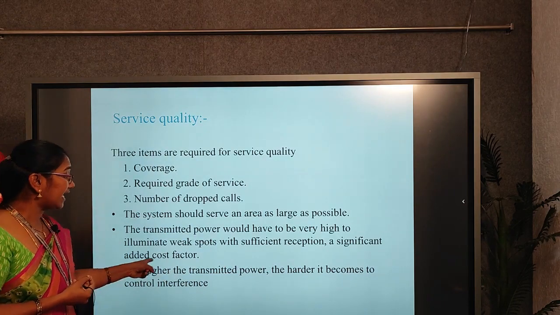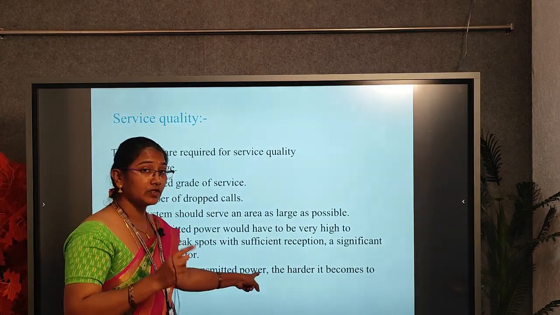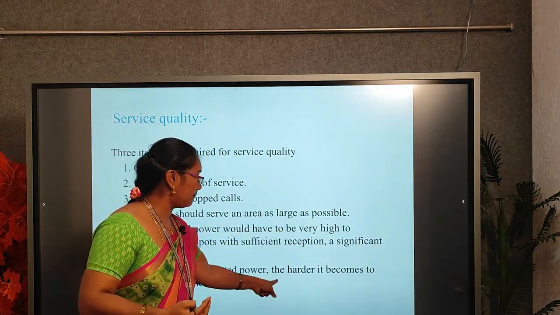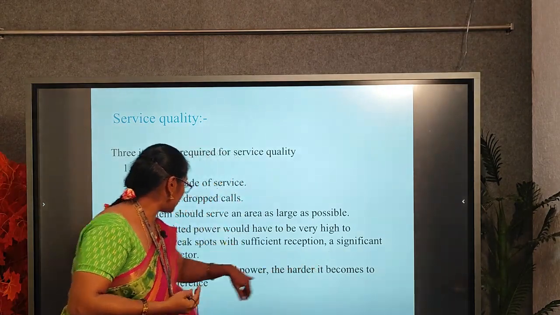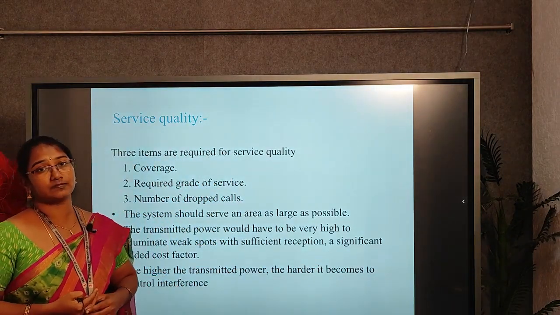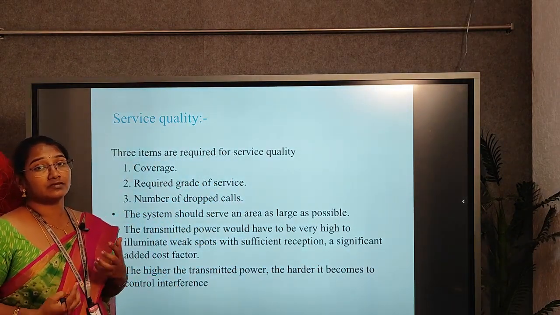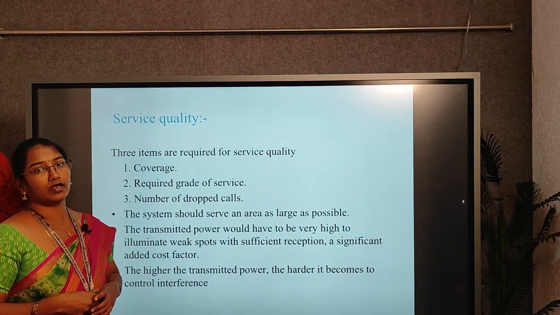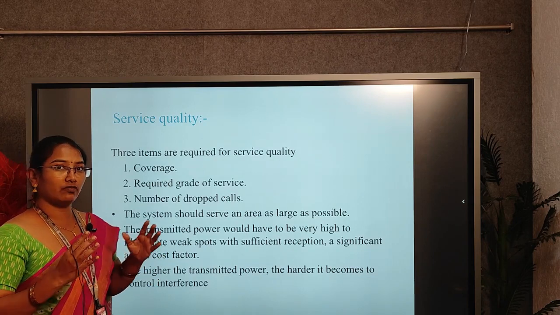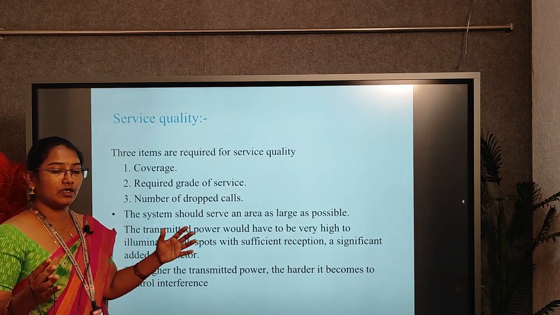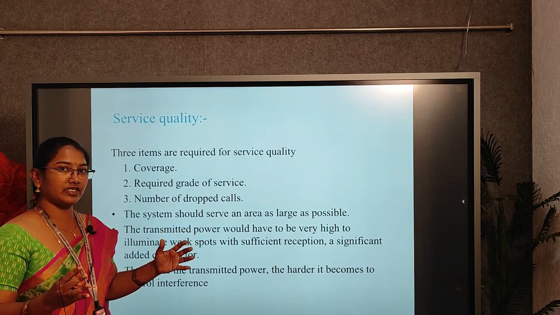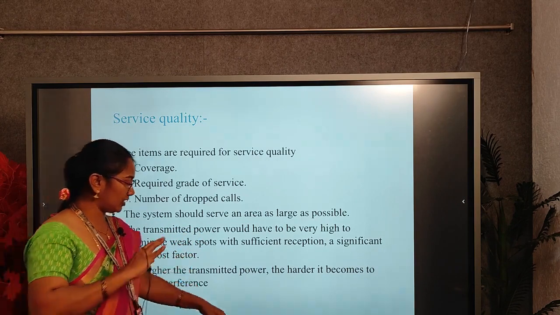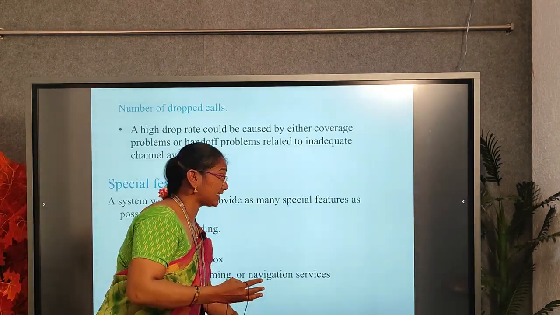See here, the higher the transmitted power, if you increase the transmitted power to cover a large area, the harder it becomes to control interference. Interference will be increasing and it is hard to control. So we need to cover more area, and at the same time, we need to control the interference. That means we need to limit the transmitting power also. That we will study in the second unit.